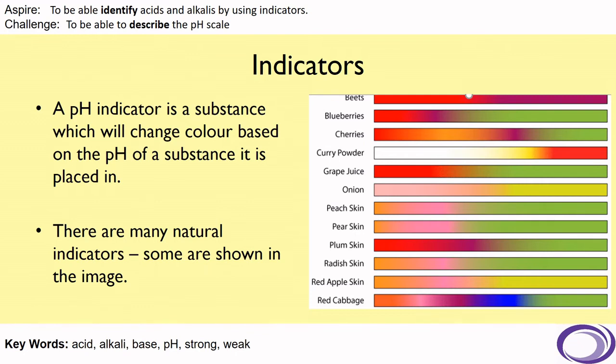Now the one at the bottom, red cabbage, is actually one I've made for the next video on this topic and done some experiments with at home. And that is something I definitely recommend for you to have a go at making red cabbage indicator and identifying whether some of your household substances are acids or alkalis. Now, just like universal indicator, you would have to cross-check that colour change with a scale so that you can convert that pH into a number.